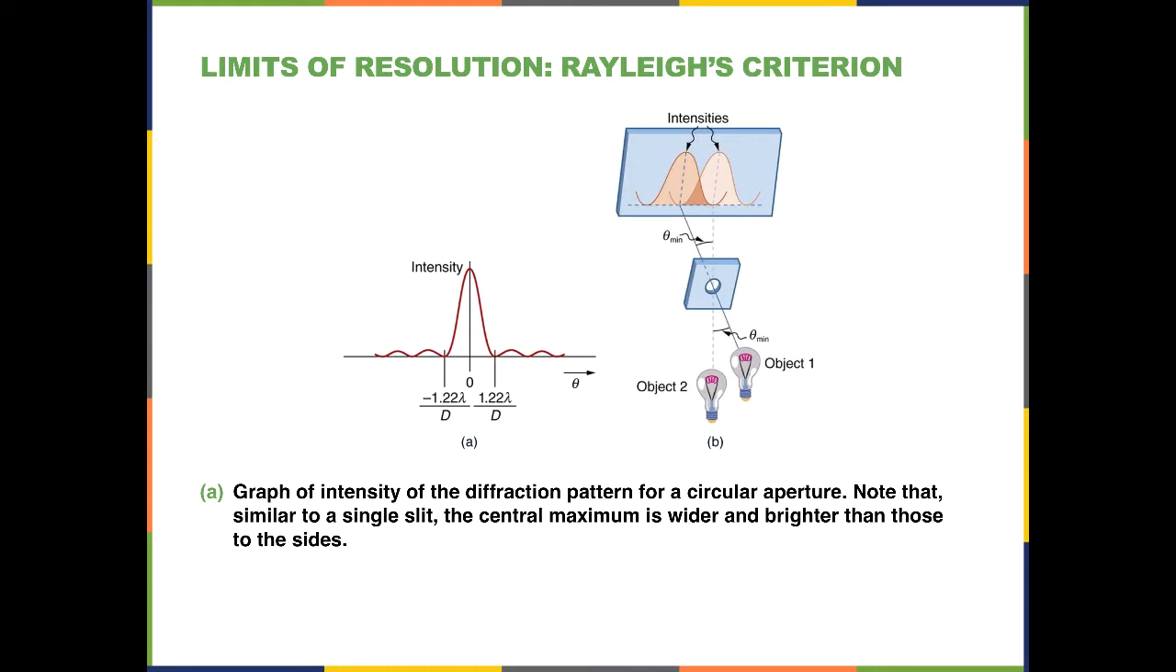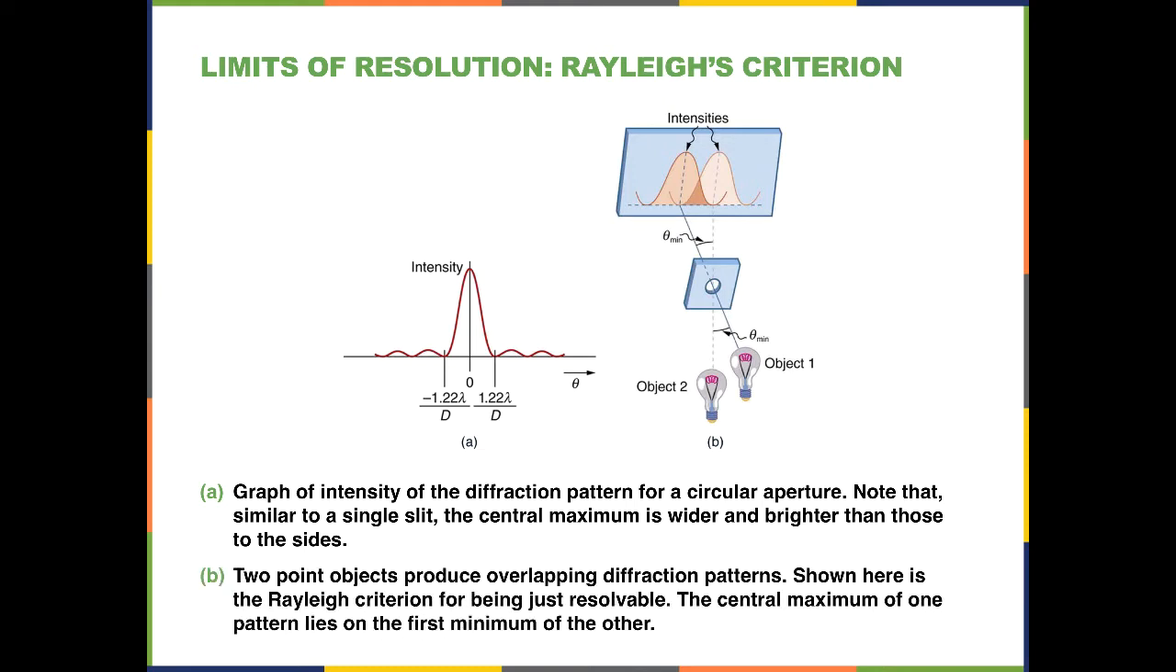If you have two objects, which is shown in B here, two point objects produce overlapping diffraction patterns as shown, and the Rayleigh criterion is the minimum theta that can be distinguished. The central maximum of one pattern lies on the first minimum of the second one. You see the central maximum here lies on the first minimum, and so that is what determines Rayleigh's criterion.